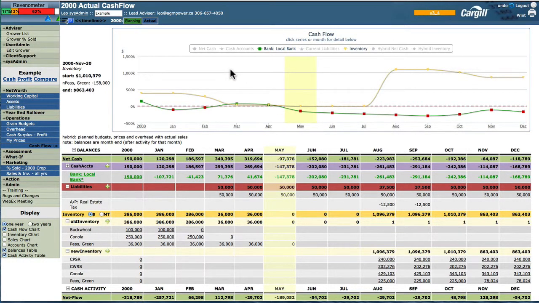We've gone through actual cash flow. The planning cash flow is a little different. But first, let's review the actual cash flow.